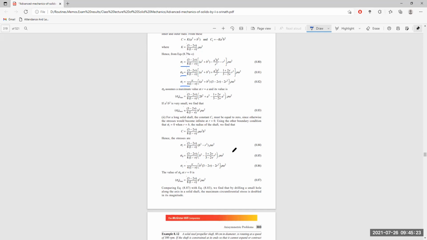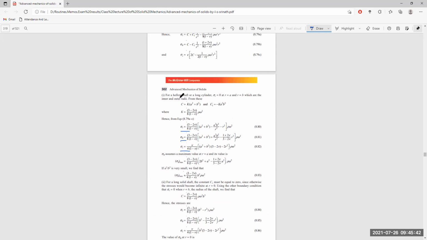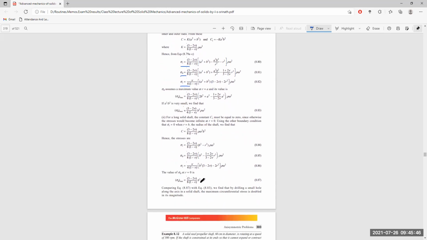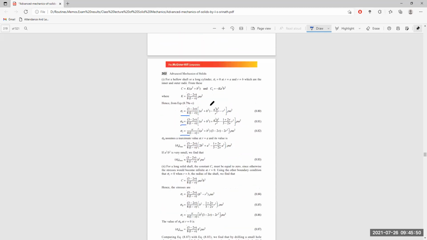What we see is that by drilling a small hole along the axis of a solid shaft, the maximum circumferential stress is doubled in magnitude. So if you have a hole, the circumferential stress is exactly twice. Here it is twice that of the value itself. For a long solid shaft, the maximum stress is exactly half of that of the shaft with a hollow here.